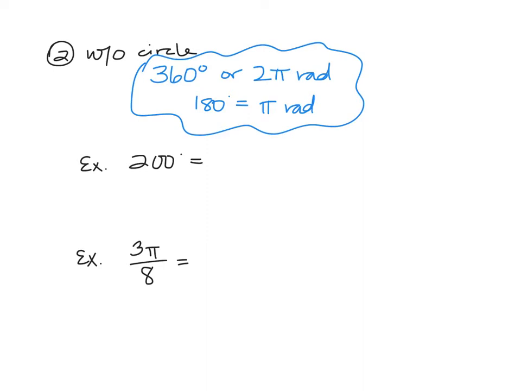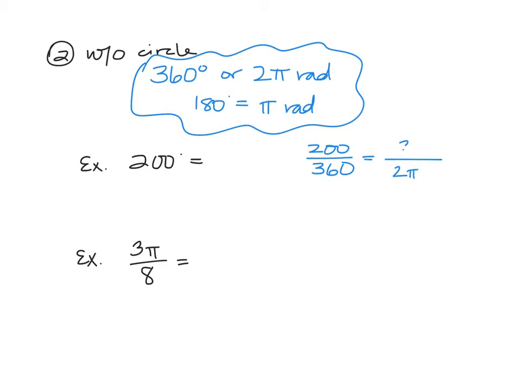So if you have 200 degrees, there's a few different ways to do this, and I'll show you both of them. One of them, I'm going to just set up a proportion. So if I want to know what 200 degrees is, I'm going to say, well, 200 degrees relates to 360 because that's out of 360 degrees. And then I don't know what that is in radians, so that's what I'm asking myself. But I know that the whole circle in radians is 2 pi.